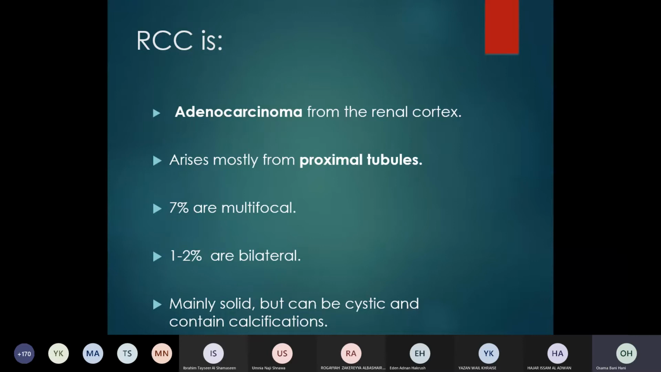Again, renal cell carcinoma is an adenocarcinoma of the renal cortex from the proximal tubules. 7% are multifocal and around 2% are bilateral. Mainly it's solid but can be cystic and contain calcifications. So it's mostly a solid tumor.